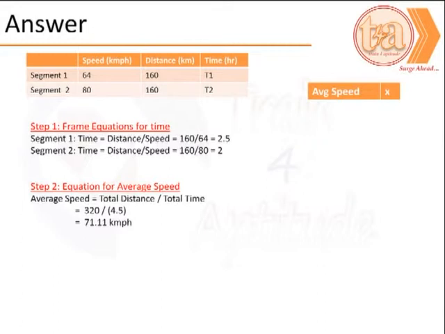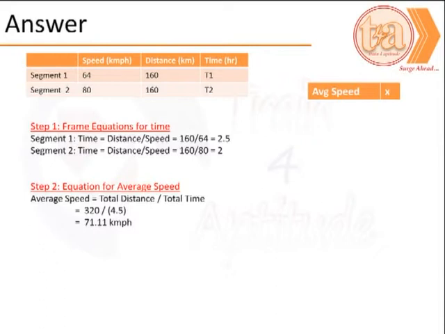Segment 1 has the speed of his journey as 64 kmph, the distance as 160, and let us assume the time is t1. For segment 2, the speed is 80 kmph, the distance again 160 km, and the time is t2. The next step is to frame the equations for the time for each segment, which is nothing but the distance by speed. In the first case, it would be 2.5 hours. In the second case, it would be 2 hours. The total time thus would be 4.5 hours.